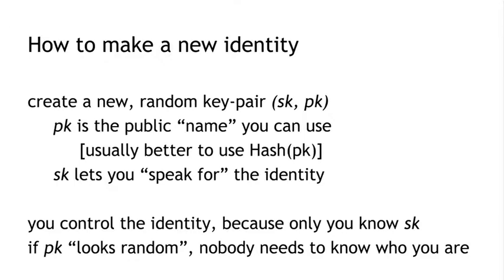Although in practice, you'd probably use the hash of PK because public keys are big. But again, we'll leave that aside as a detail. So PK, or the hash of it, is the public name that you use to talk about the identity. And SK, the secret key, is the information that lets you, the person who generated this identity, speak for the identity. You control the identity because only you know the secret key. And if you generated this in such a way that the public key PK looks random, then nobody needs to know who you are. You can generate a fresh identity that looks random, that looks like a face in the crowd, that only you can control.